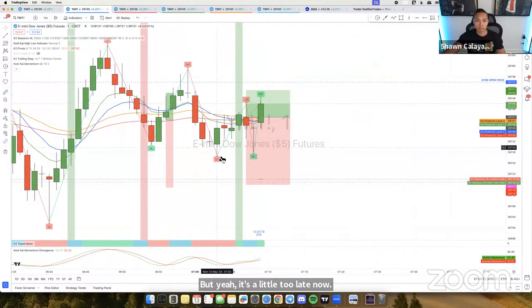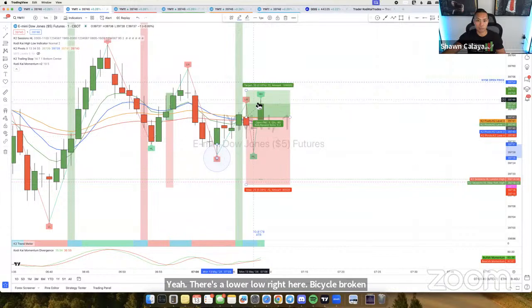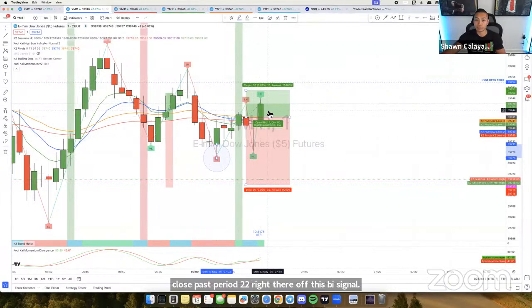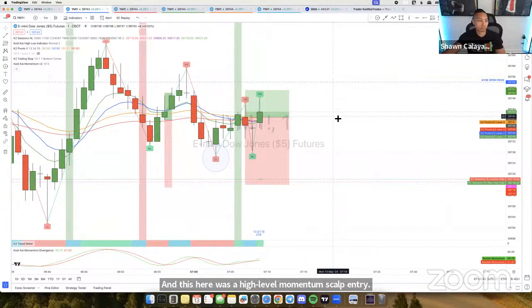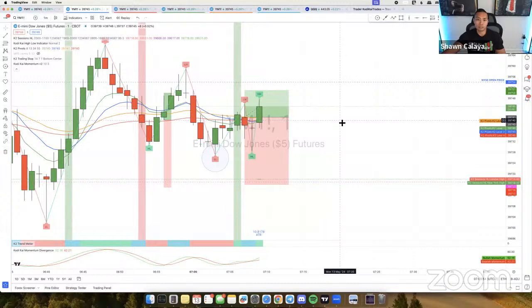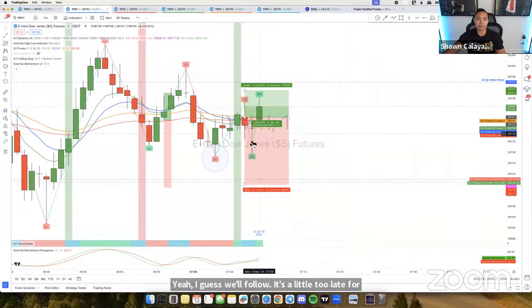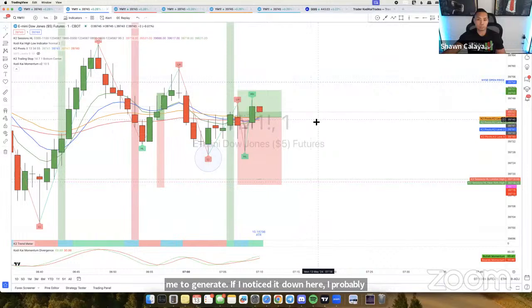Damn. There's a lower low right here. Buy signal broken, close past pivots 1 and 2 right there off this buy signal. And this here was a high low momentum scalp entry. Yeah, I guess we'll follow it. It's a little too late for me to enter it. If I noticed it down here, I probably would have been okay with putting a buy stop right there and catching it as it swung up. But at this point, I'm just going to wait.